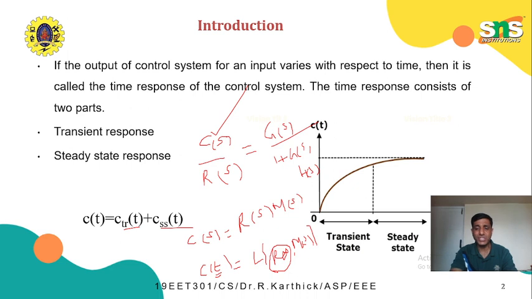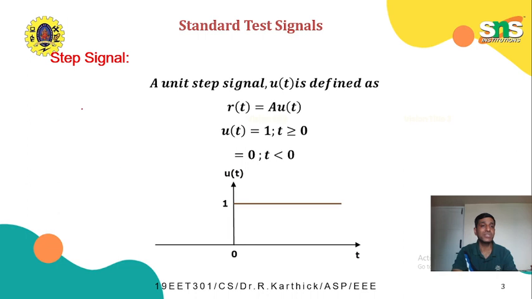There are various test signals, and we'll discuss them one by one. The first one is the step signal, one of the standard test signals. Referring to the graph, it is the signal which rises to the value 1 at time t equal to 0, after which it remains constant. Such a signal is called a step signal, and it is mathematically expressed as R of t is equal to A into U of t, where U of t is equal to 1 for time t greater than or equal to 0.